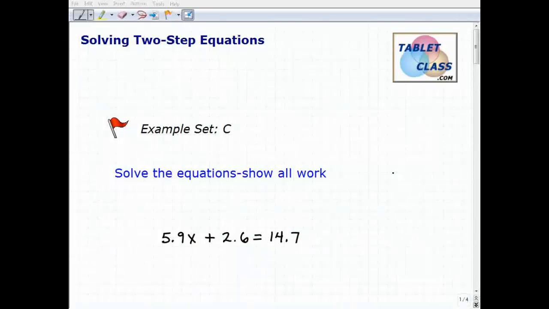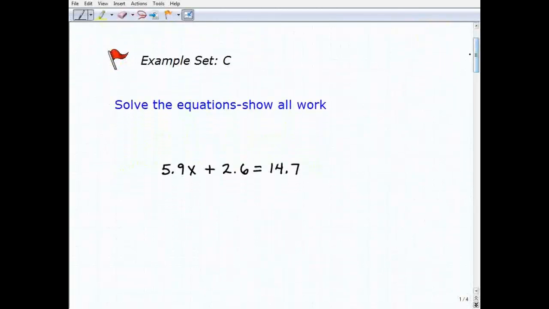Hello, welcome to the video on solving two-step equations. This is our third example set, C. If you're able to do the previous example set problems and understood the lesson, then this is really going to be pretty easy, because it's going to be the same thing. Basically taking the same two steps to solve these equations.